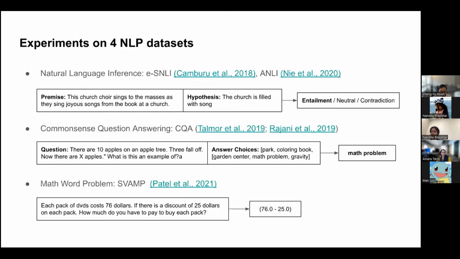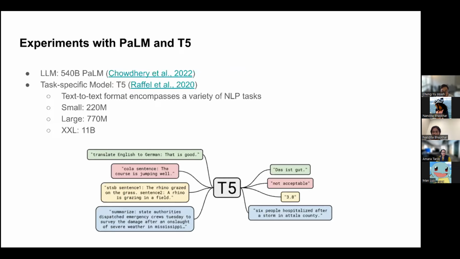Yeah, so in the experiments, we mainly focus on the setting where we consider the large language model as a 540 billion parameter model. And for the student small task-specific models, we focus on T5 models. We try different models from small models, the 220 million model, to an extra large model, which is an 11 billion model. The reason that we consider a T5 model as a student model is because this text-to-text format can encompass a huge variety of natural language processing tasks, including classification tasks, natural language inference tasks, and also math word problem tasks, where we can just treat all the input question as text and also output the corresponding label, which is represented as text as well.